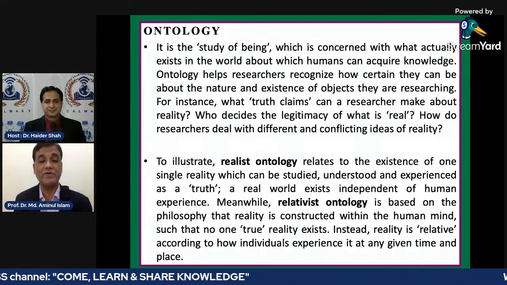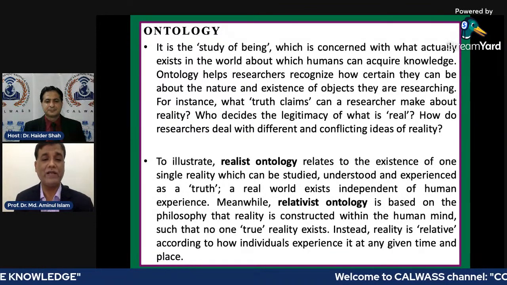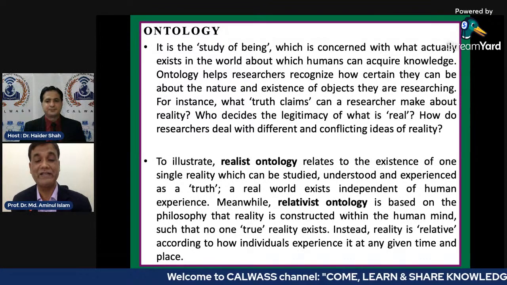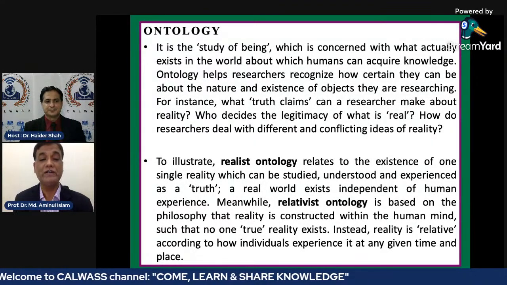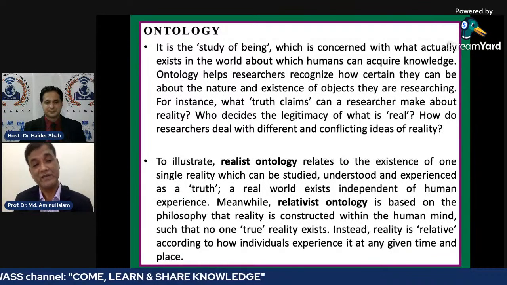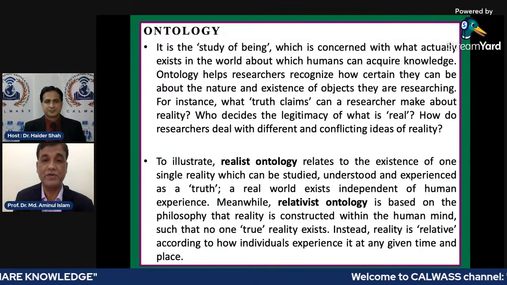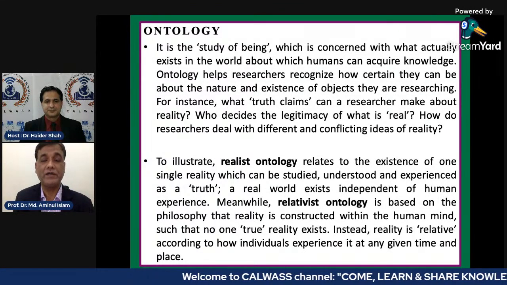But the relativist ontologists believe that there may not be only one single truth. There could be more than that. You can construct it in the mind, so no one true reality exists, and you will be looking at and constructing from one. So that's how we look at ontology, right? You're looking at the worldview on the problem.